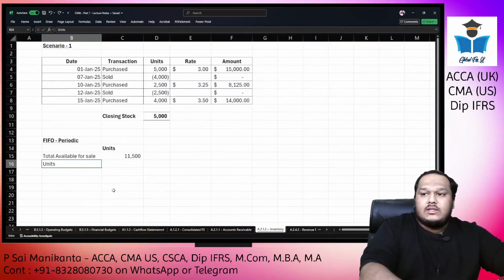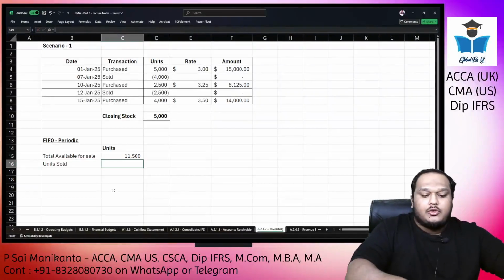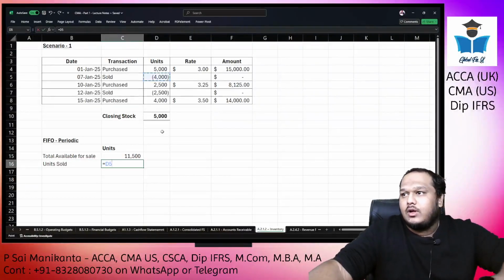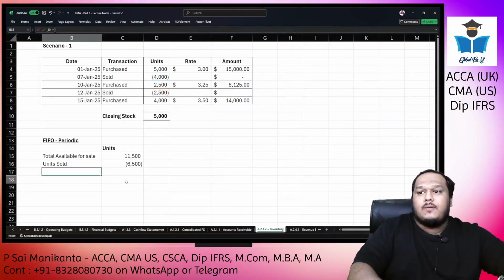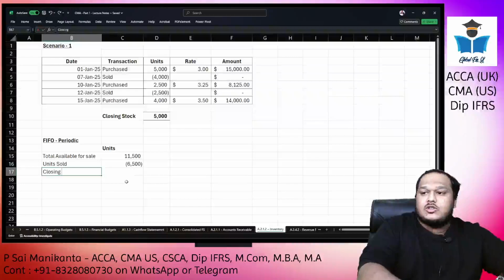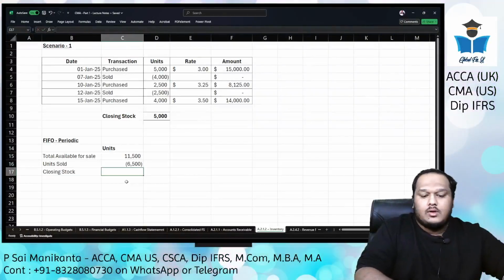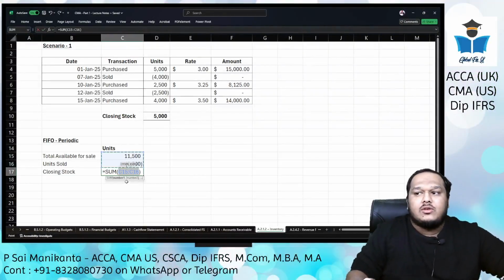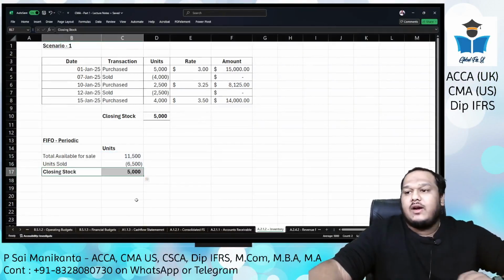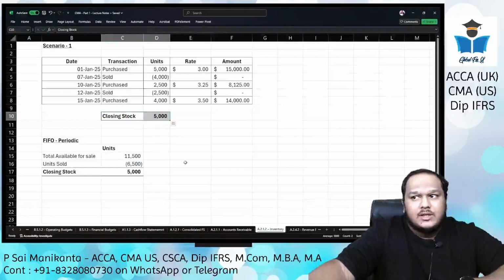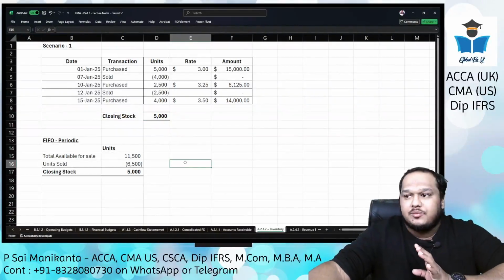Okay, units sold. So how many units are sold? 4,000 and 2,500, total 6,500 units are sold. Then closing stock. What is the closing stock? Out of 11,500 we sold 6,500, so closing stock is 5,000 units. We already calculated it here, but I am recalculating for confirmation purpose.